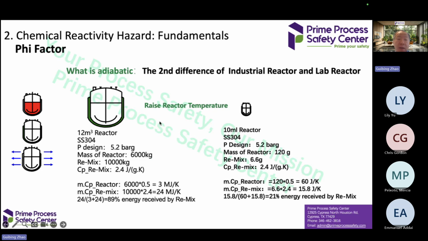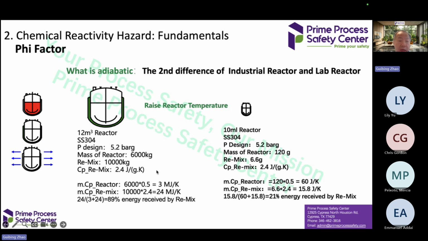Let's compare a big reactor and a small reactor. For example, here we have a 12 cubic meter reactor, stainless steel 304. It's a material, and the design pressure is 5.2 bar. Mass of reactor could be 6 ton, for example, if we have reactants, it's like 10,000 kilogram, and we know the specific heat capacity of the reaction mixture is like 2.4 joule per gram per K. This is normal for many organics.